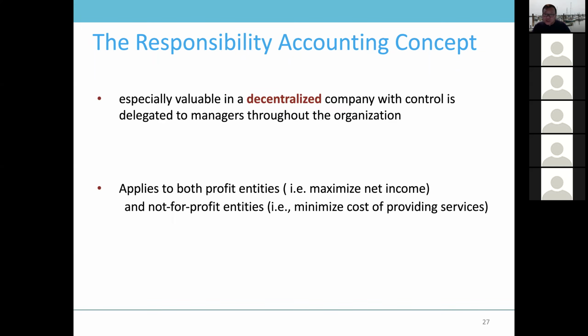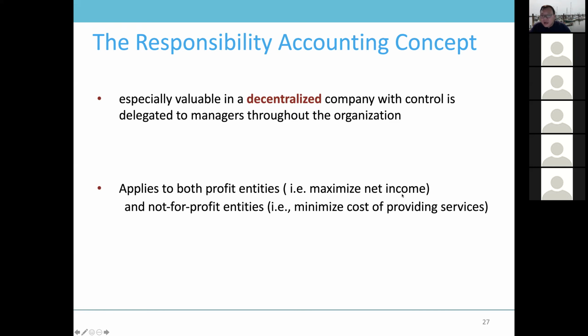Okay, so you know what centralized versus decentralized mean? Centralized means it's a top-down approach, right? So decisions are all made at the top and rolled down. But decentralized means it's more flat, so even the lower level managers have authority to make certain decisions. And this would work on both profit entities when you try to maximize your net income.